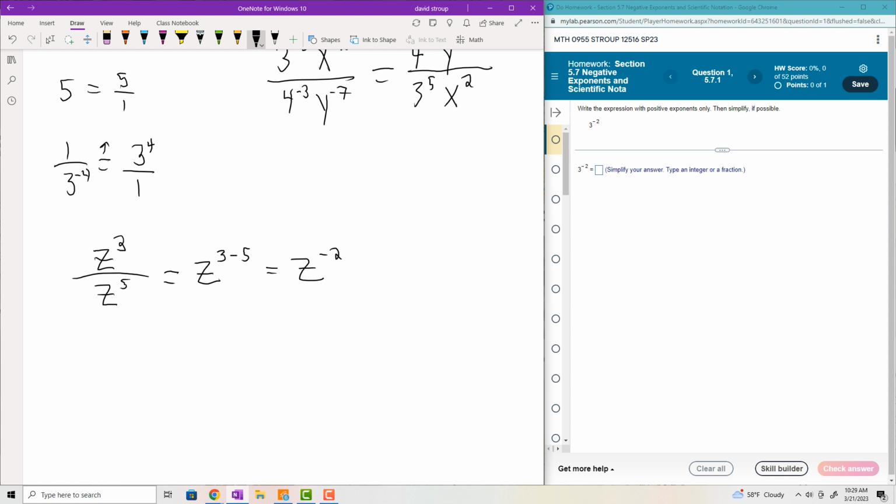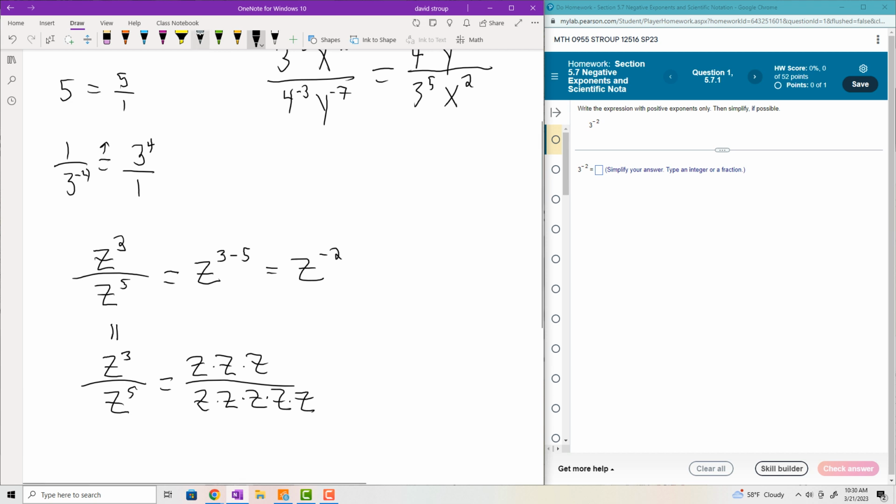But what is it? We go back to the original expression, all right? So let's restart here at z cubed over z to the 5th. I'm going to use the definition of the exponent as repeated multiplication to rewrite it. Instead of z cubed, I'll have z times z times z. Instead of z to the 5th, I have z times z times z times z times z. And then we can remove like terms. z over z is the same as 1 over 1, for each of the three pairs.